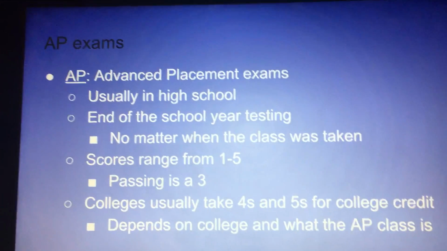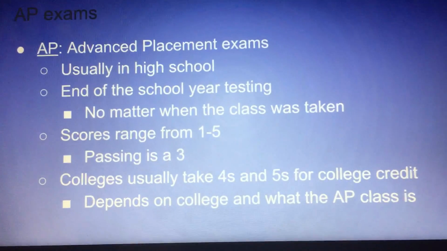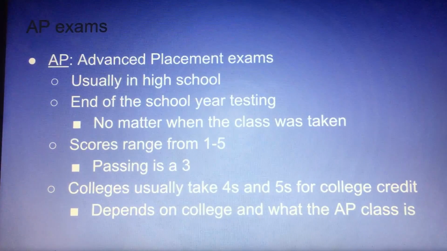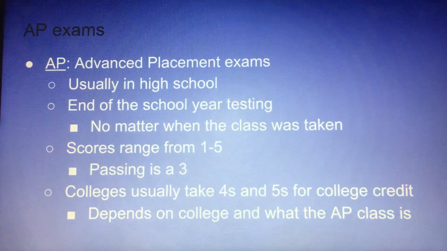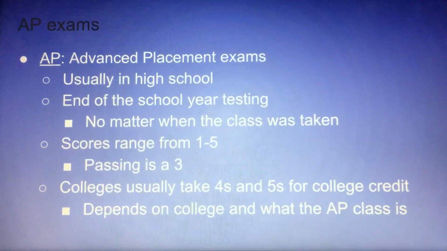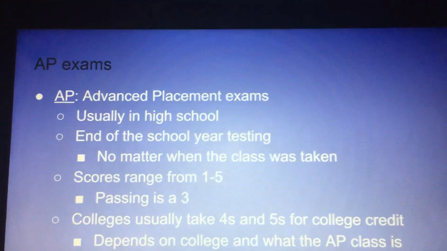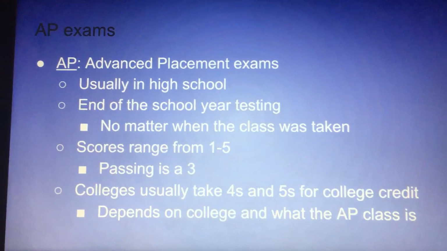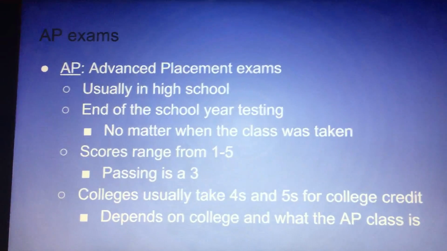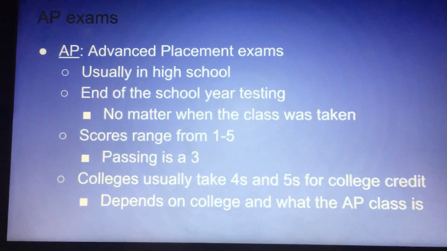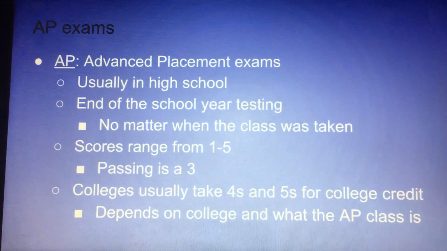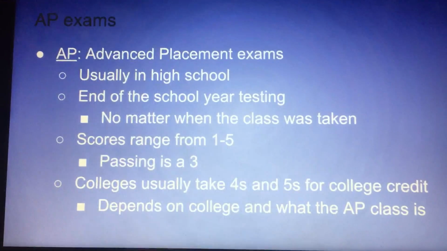So AP exams is the advanced placement exams, and they're usually in high school, and the end of the school year testing is usually when it happens, no matter when the class was taken. So say your student takes AP European History in the fall. They're not going to get tested until the spring. And the scores range from 1 to 5, and passing is a 3.